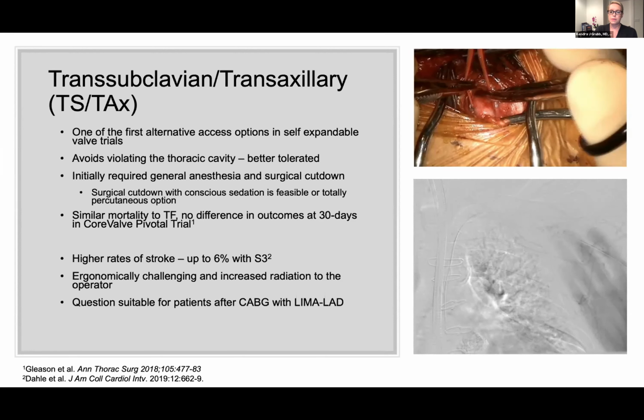The shielding is not set up the same in these in the operating room. So yes, it can be used, but maybe there are other approaches. And this is, of course, questionably suitable for patients with a prior CABG with a patent LIMA to LAD.